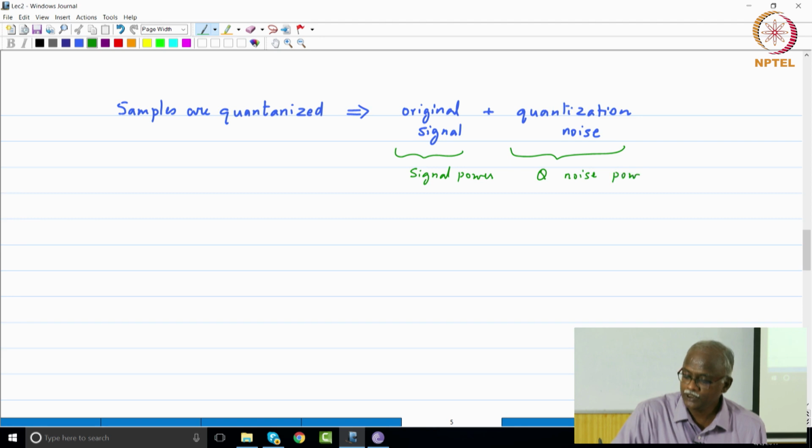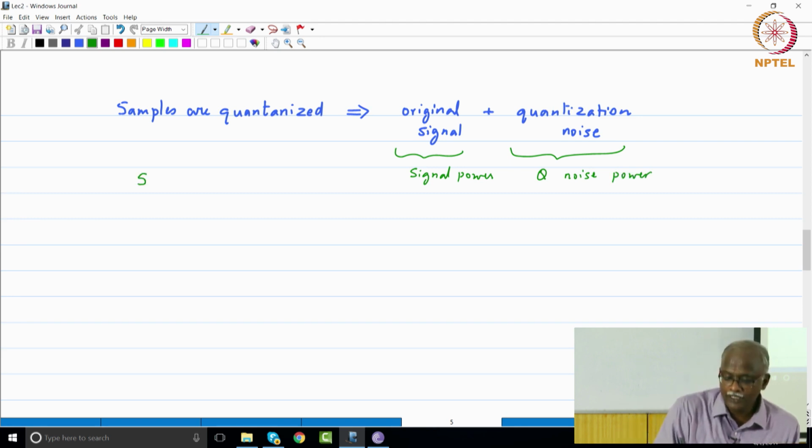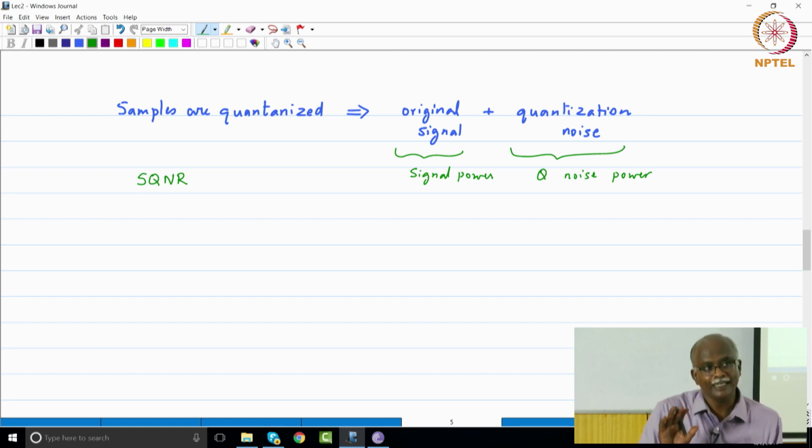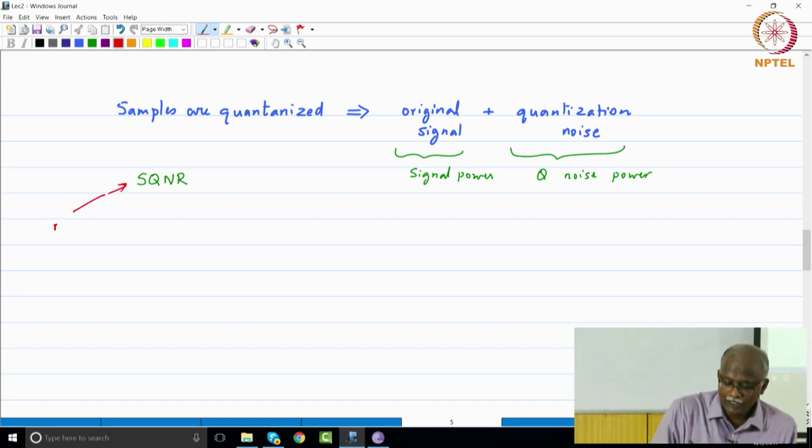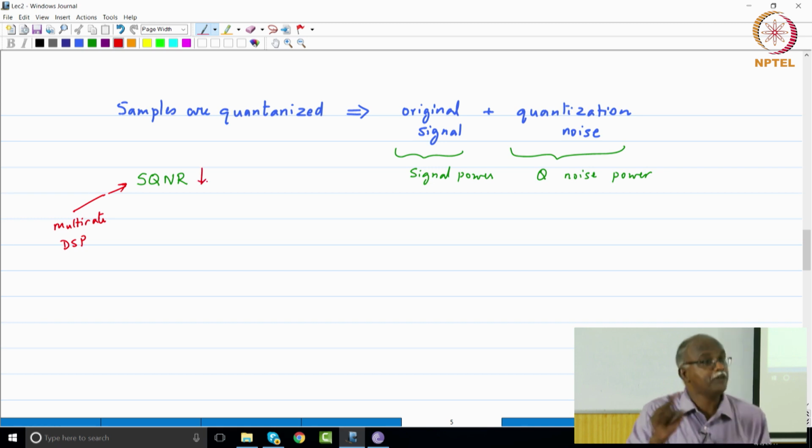So the minute you start quantizing, you have to then also keep in mind there is a signal to quantization noise ratio, and the whole subject of A to D is to achieve as high an SQNR as possible. So that is a branch of study that has important elements by itself. However, multirate DSP can play a part in reducing SQNR. So multirate DSP can reduce SQNR. That part we are interested in.